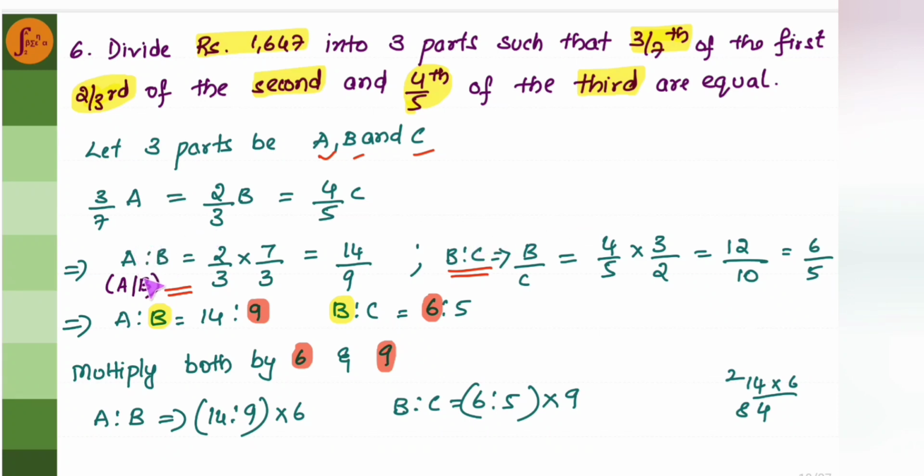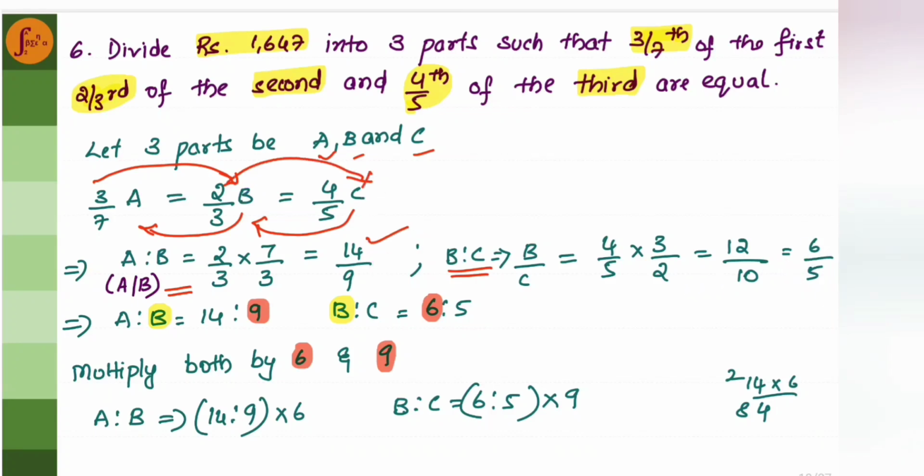Now A is to B is nothing but A by B. So if you get B here, it's going to become A by B. A by B is going to be 2 by 3 into 7 by 3. We take the numbers this side and get B here. So A by B is 2 by 3 into 7 by 3, which is 14 by 9. Similarly, B is to C is nothing but B by C. So get C this side and take the number this side. Right? So you're going to get 6 by 5.